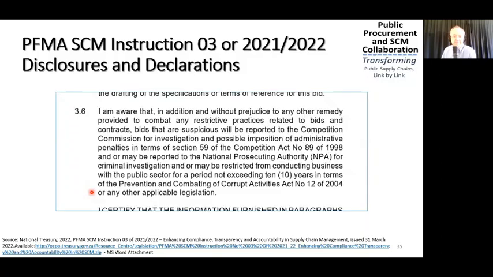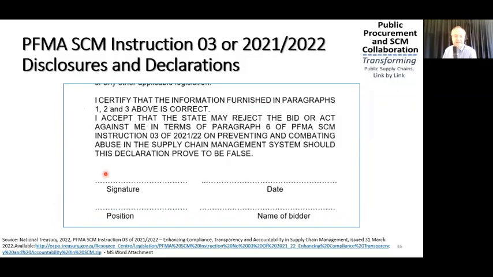And then there's reference to the Competition Act and the Preventing Corrupt Activities Act, that they're aware of that. And then there is, I certify the above information is correct. I accept that you may reject the bid or act against me in terms of paragraph 6 of the PFMA SCM Instruction 3 on preventing and combating abuse in the supply chain management system.